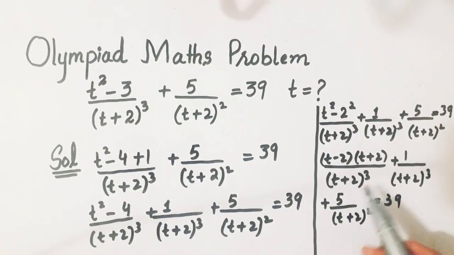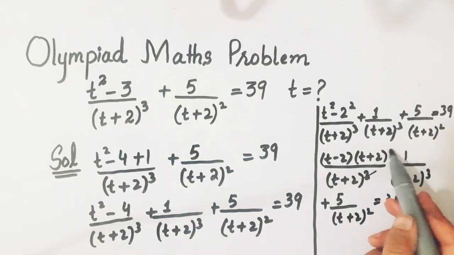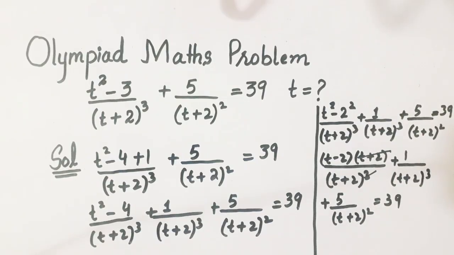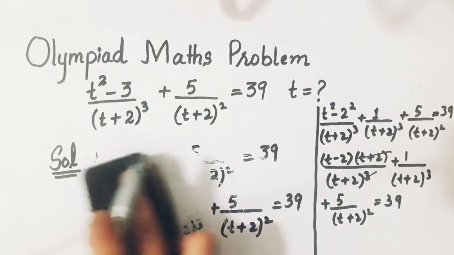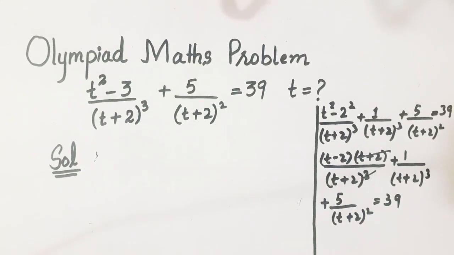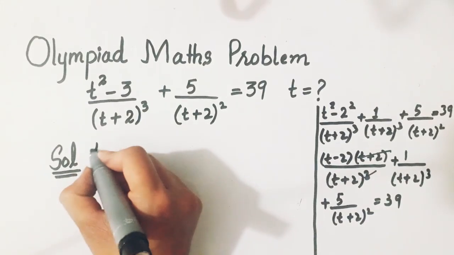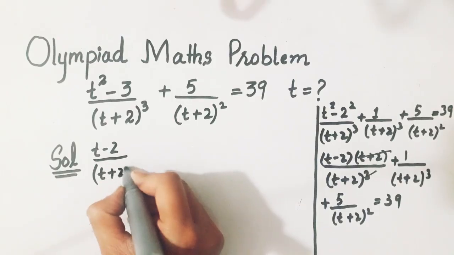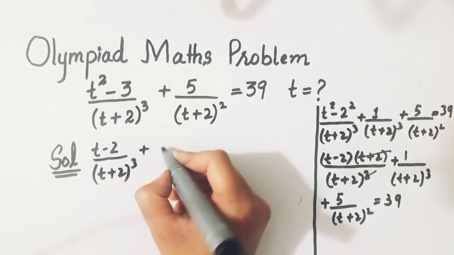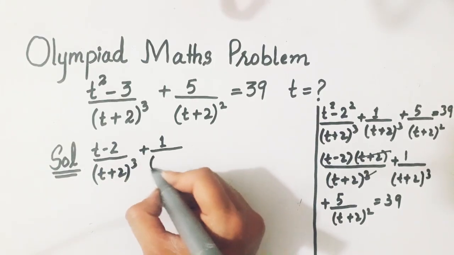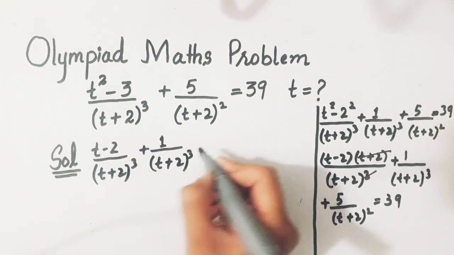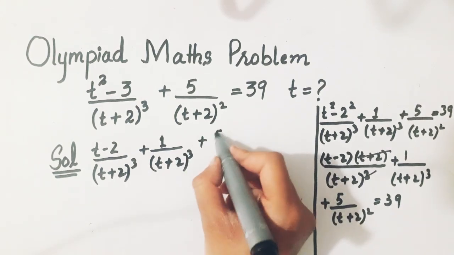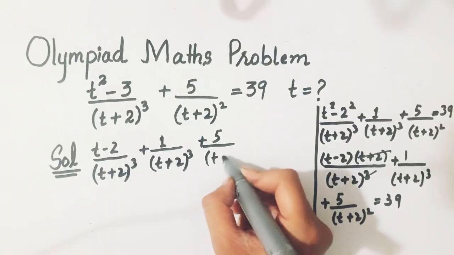Now we will cancel out one factor of t plus 2, as t plus 2 is cancelled out by this. So what will be the remaining? We will solve this here. The remaining will be (t − 2)/(t + 2)² + 1/(t + 2)³ + 5/(t + 2)².